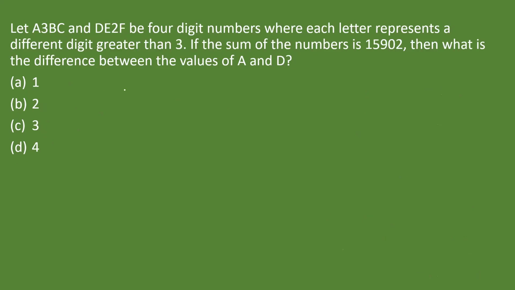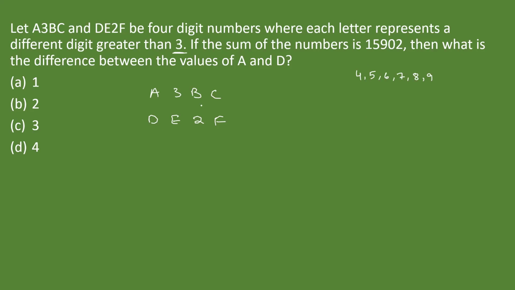Let A3, BC and DE2F be 4-digit numbers for us, where each letter represents a different digit greater than 3. Okay, that means the A, B, C, D, E, F values should be greater than 3. What are the digits greater than 3? 4, 5, 6, 7, 8 and 9. These are the digits which are greater than 3.